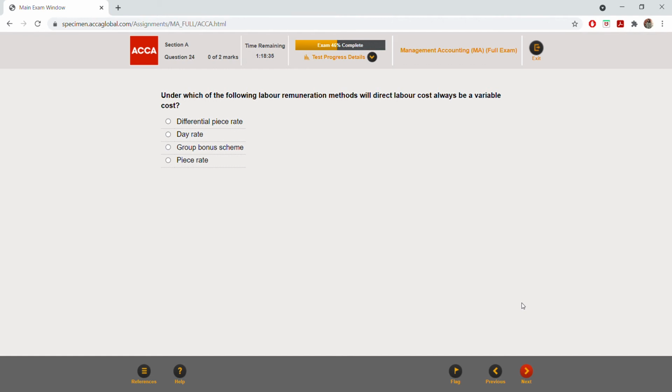You have to know the different remuneration methods too. It is piece rate. It's always a variable cost. Why? Because you are paying according to the pieces they are doing, according to the output they are producing. So direct labor cost will always be a variable cost under this remuneration, whereas the other three could be fixed or variable, may change.